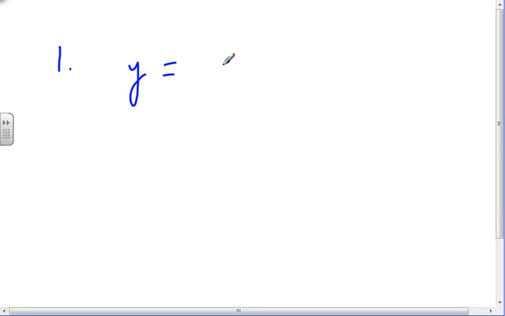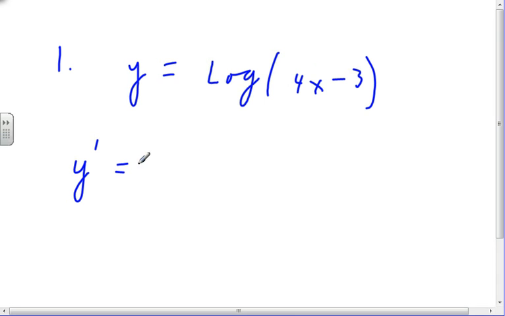So y is log 4x minus 3. Okay, so I go to the page with that on it. Okay, I'm looking at it. Y prime is going to be 1 over 4x minus 3. Okay, and then I'm going to go log base 10 of e, log base 10 of e, times the derivative of 4x minus 3, which is going to be 4, so I'll put a 4 there.